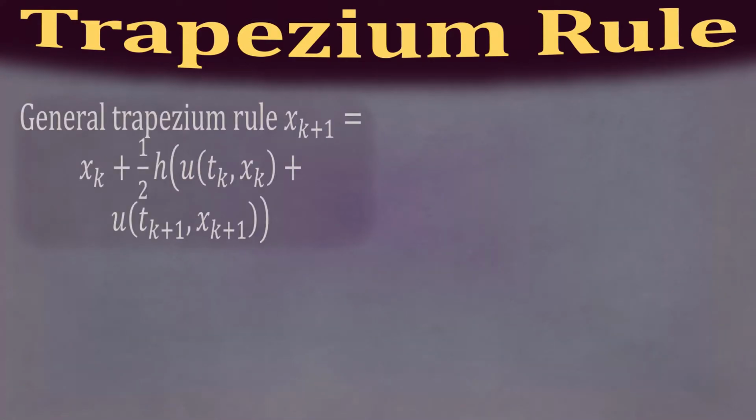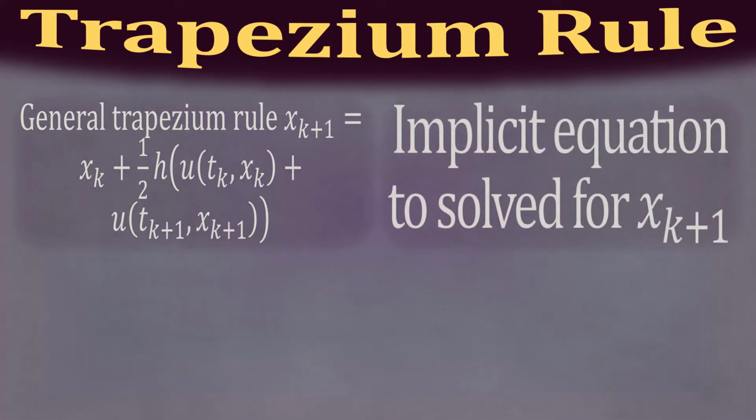The general trapezium rule is x_(k+1) is equal to x_k plus a half h times (u(t_k, x_k) plus u(t_(k+1), x_(k+1))). Note that this is an implicit method as it requires an equation to be solved for x_(k+1).